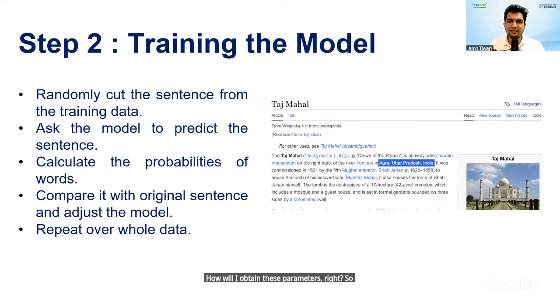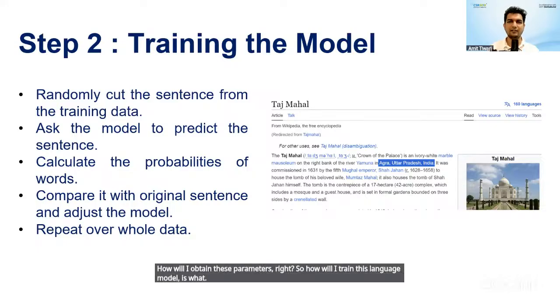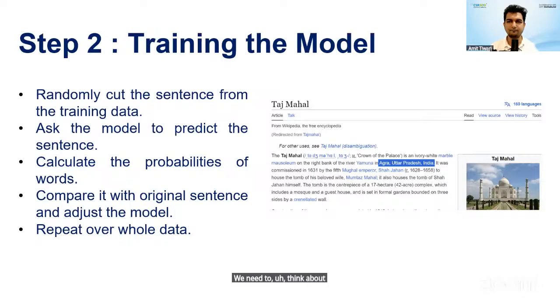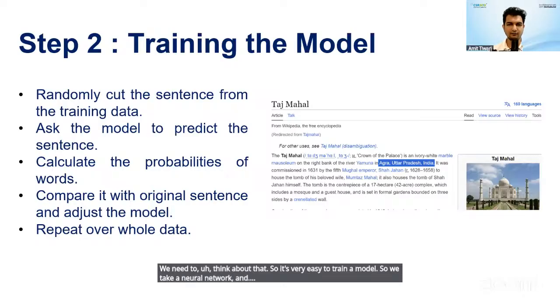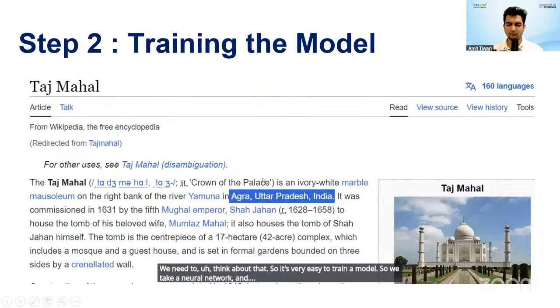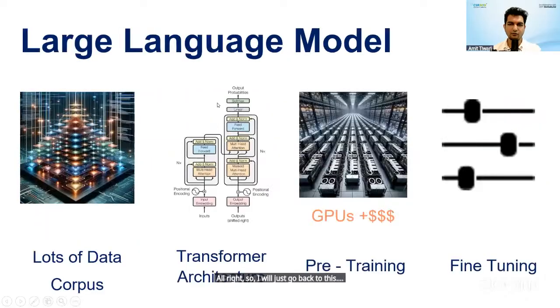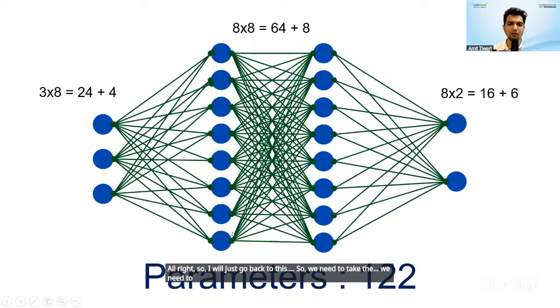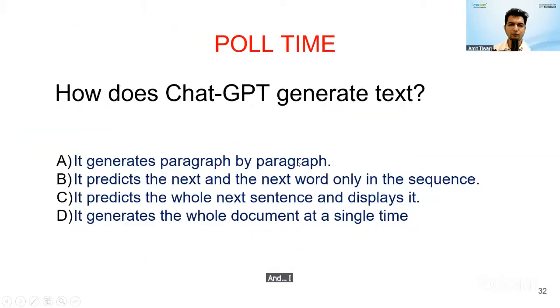So how will I train this language model is what we need to think about. It's very easy to train a model. So we take a neural network. All right, so I will just go back to this. We need to train this model or to obtain these parameters, which are some values that these nodes will store. These nodes are storing some mathematical value based on many formulas, and I need to obtain these values.